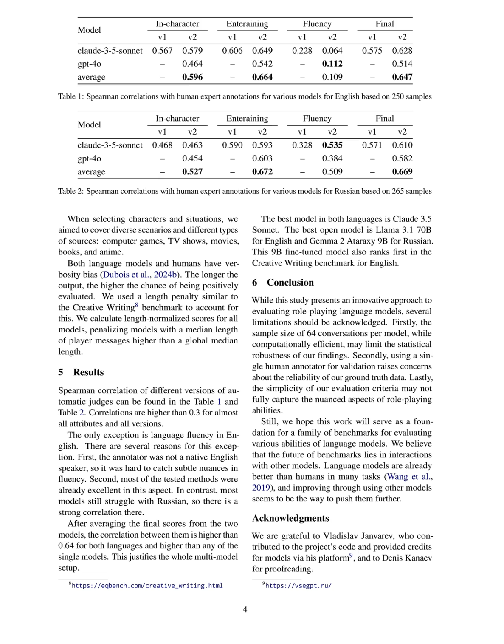However, we observed a limitation in the language fluency evaluations for English, where the correlation was lower due to the annotator not being a native speaker, making it challenging to detect subtle nuances. Additionally, most models performed well in fluency, which may have contributed to the lack of variance in this attribute. In contrast, the models struggled more with Russian, leading to stronger correlations in that language, highlighting the varying performance across different languages.